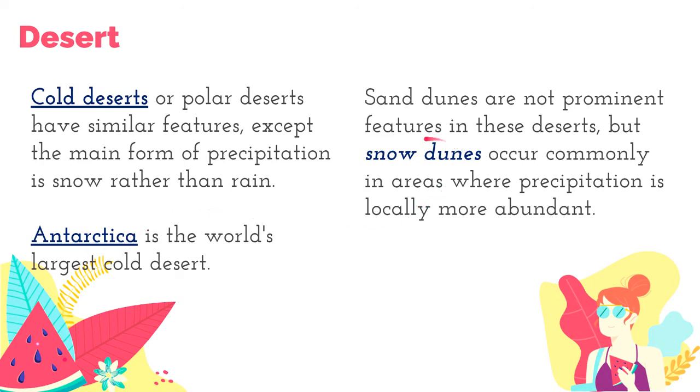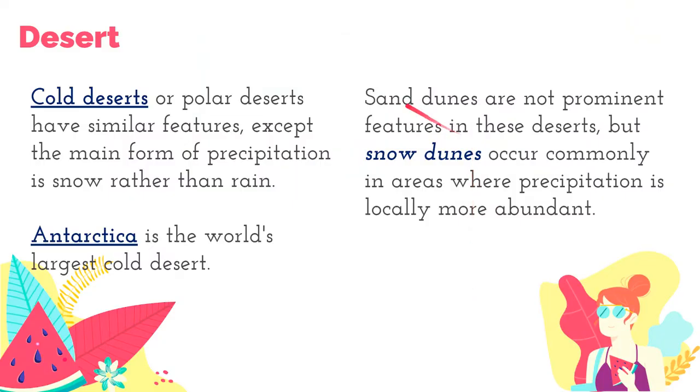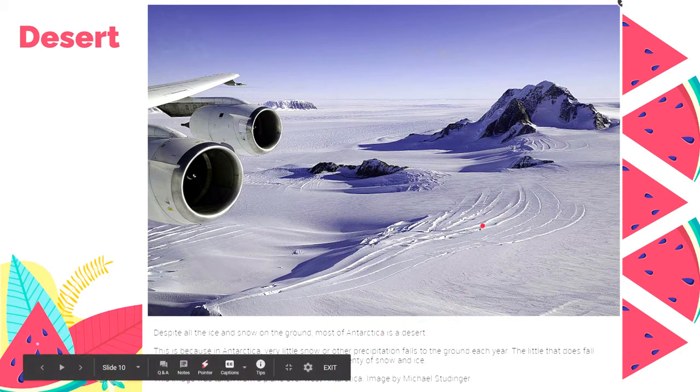Instead of having sand dunes, cold deserts have snow dunes. Okay? Because again, the main form of precipitation is snow. As you can see here, this is an image of Antarctica. Okay? So they have ice and snow on the ground, but they are described as desert because they have very little liquid precipitation, very little snow, very little precipitation annually. Okay.